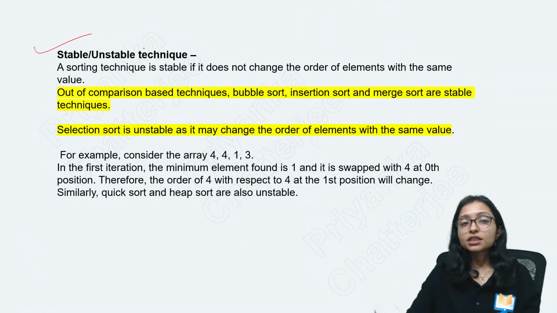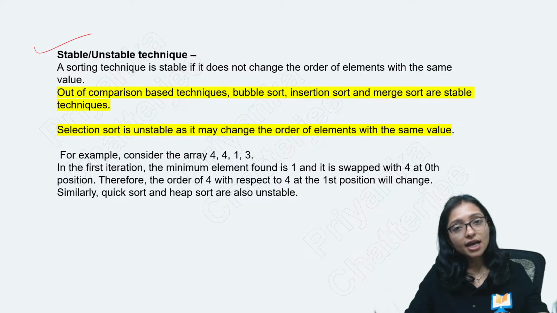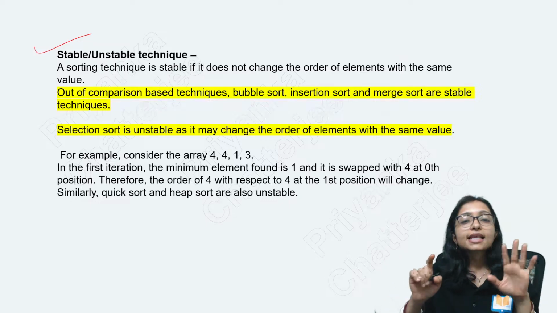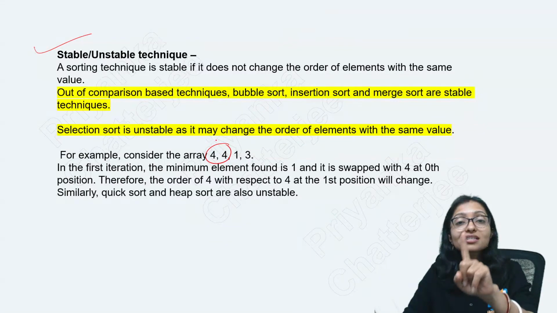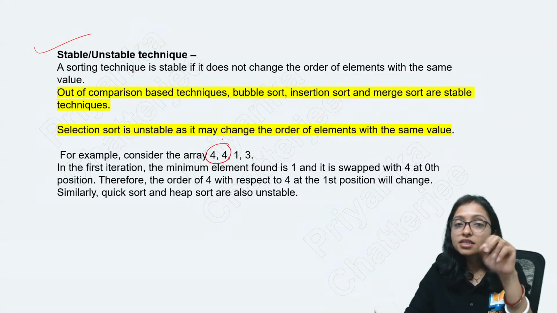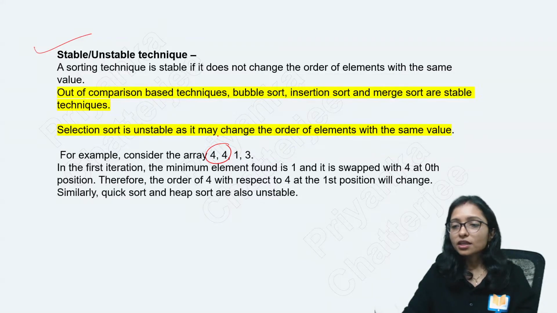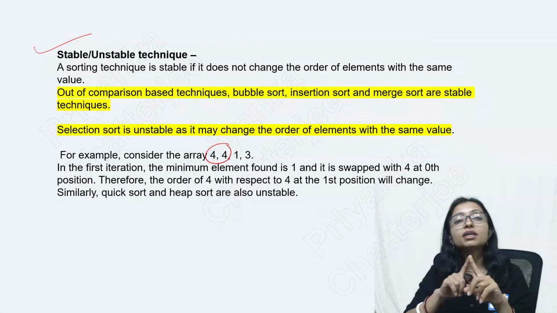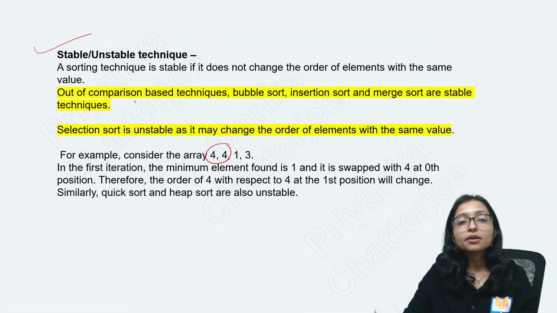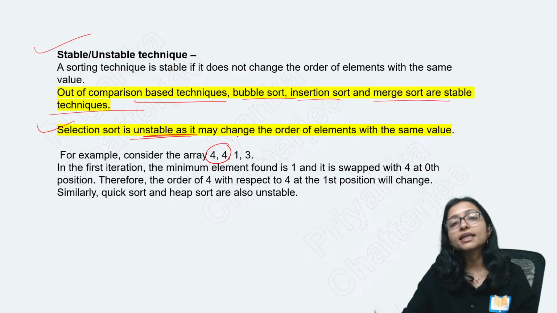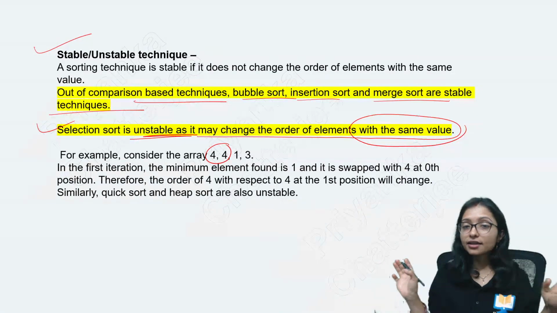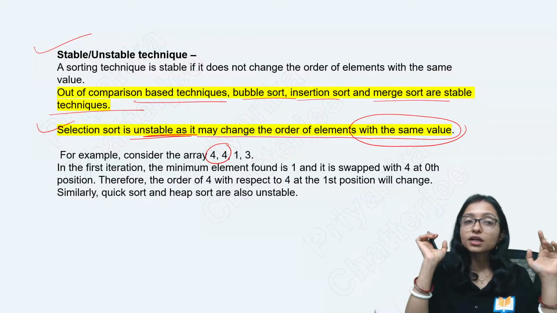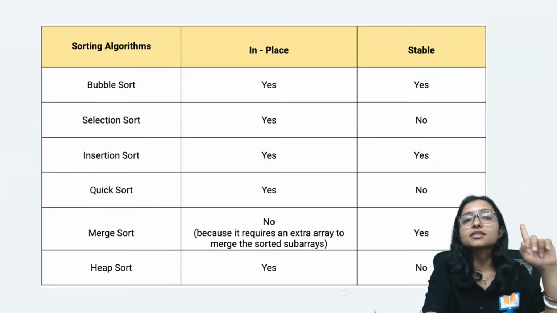Stable, unstable algorithm. This is very important. Already last year a question came from here. If there are two same elements like 4, 4, and they still change position while being compared with each other, then it is unstable. Out of comparison based techniques, bubble sort, insertion sort, and merge sort are stable. Selection sort is unstable. It may change the order of elements with the same value. That's why it is called an unstable algorithm. Remember it. Questions are coming from here: which one is online, offline, in place, out of place, stable, unstable.